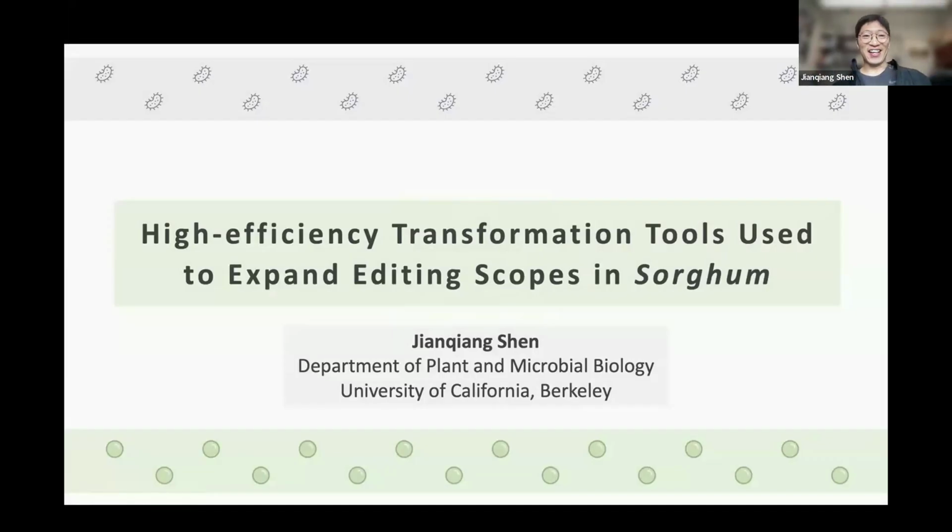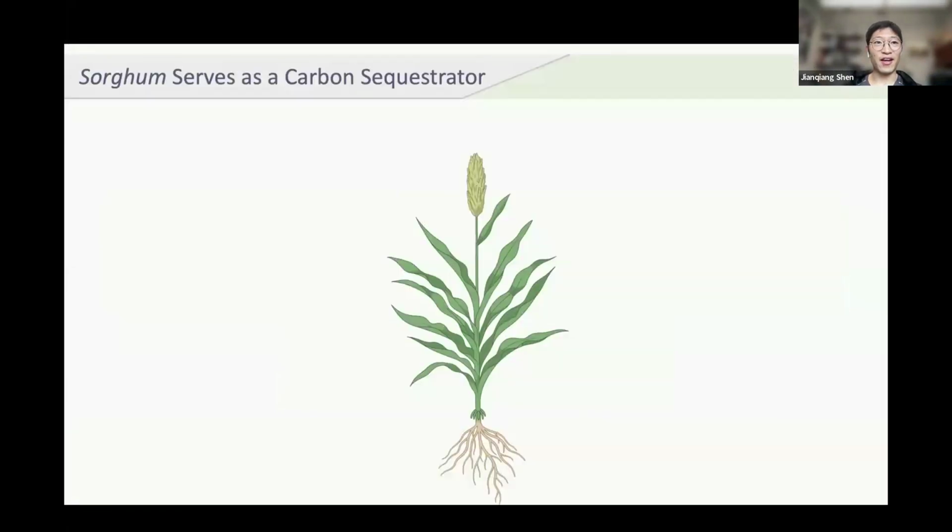Okay, so let's start. Today, thank you for the introduction, and I'm so happy to be here and sharing our efforts on sorghum transformation development and also editing optimization. My topic is the high efficiency transformation tool used to expand the editing scope in sorghum. So let's start with sorghum first.